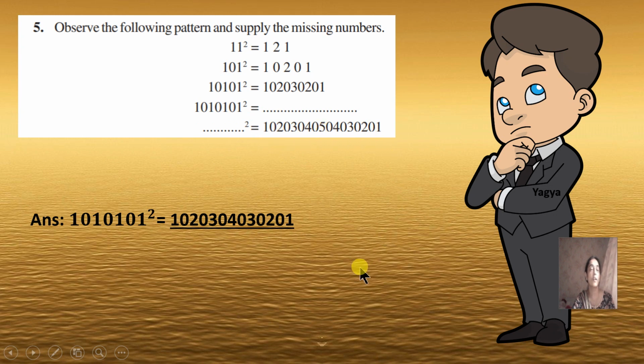So what is Yagya going to write? How many ones? 5. 1, 0, 1, 0, 1, 0, 1, 0, 1. Let's count the number of 1s: 1, 2, 3, 4, 5. Absolutely right. So, this is how you are going to do it.